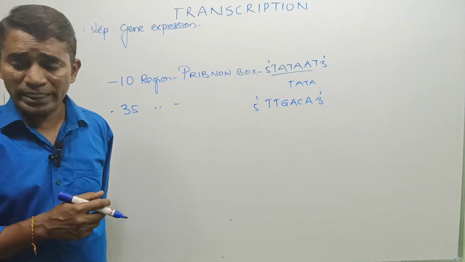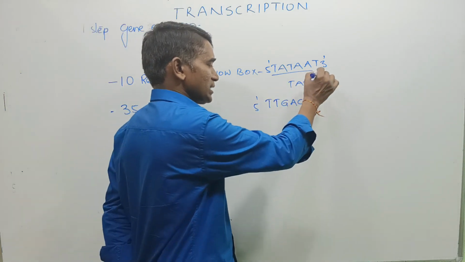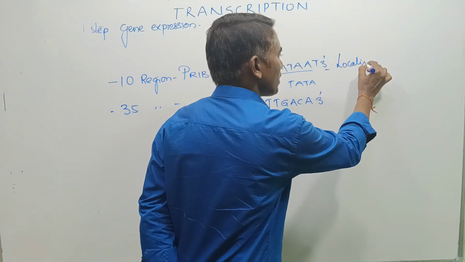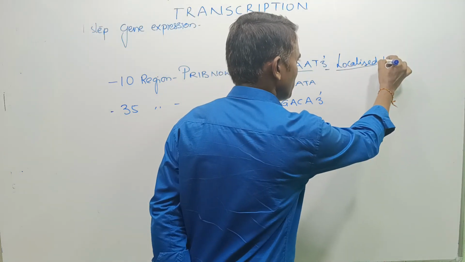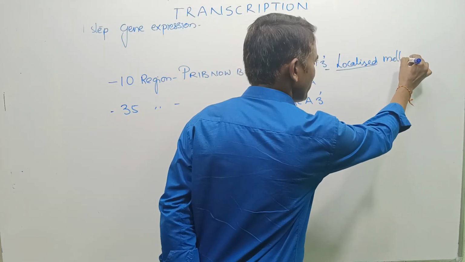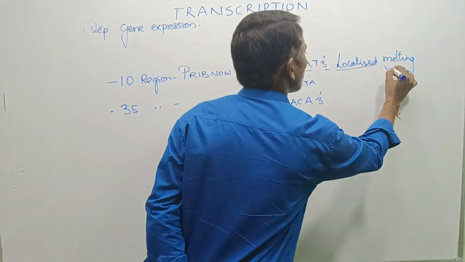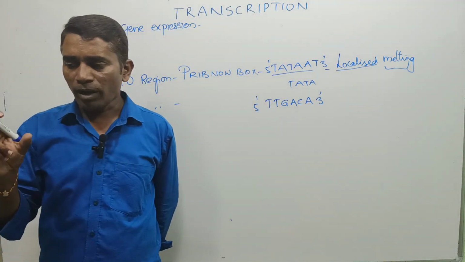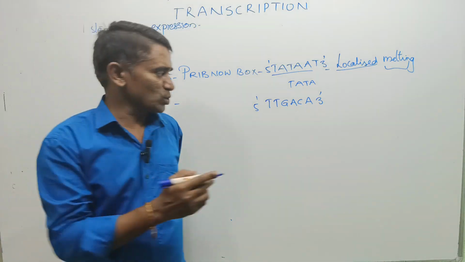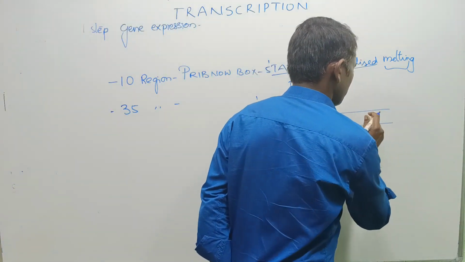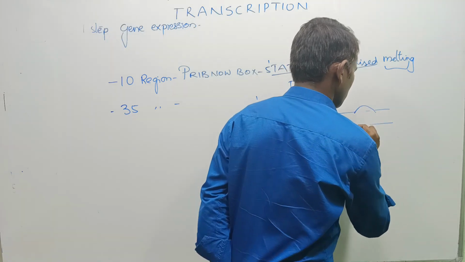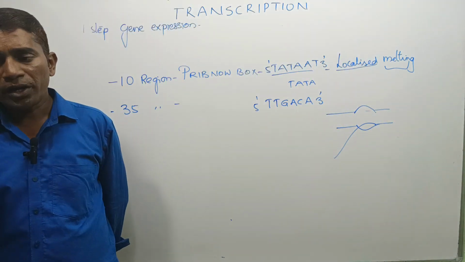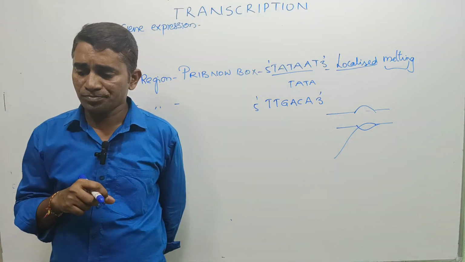This region is involved in localized melting of DNA. Localized melting means in this particular locality or area, DNA undergoes unwinding. Melting means that between these complementary strands, hydrogen bonds are broken down, so that the DNA becomes like this, resulting in the formation of a bubble-like structure from where RNA transcription starts.